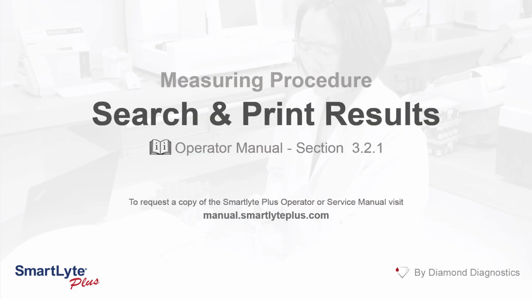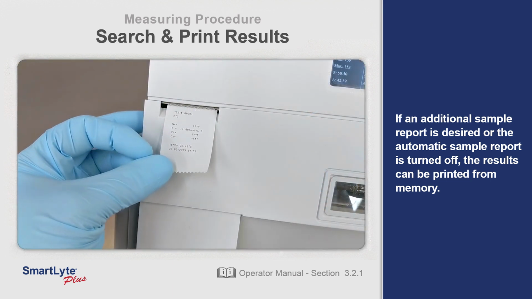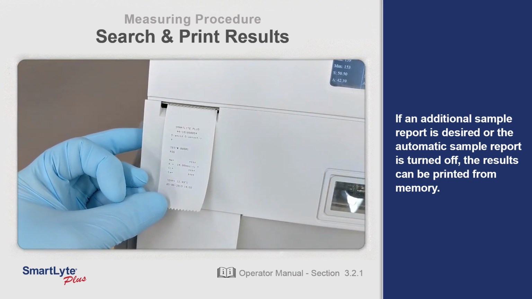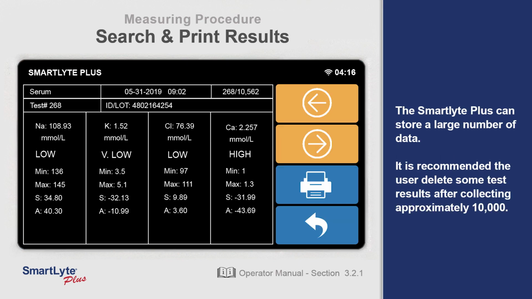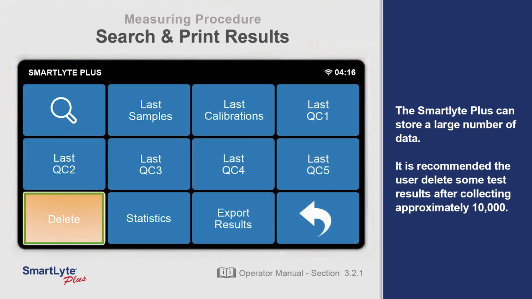Searching and printing sample results with the SmartLyte Plus. If an additional sample report is desired or the automatic sample report is turned off, the results may be printed from memory. The SmartLyte Plus can store a large volume of data. It is recommended that the user delete some test results after collecting approximately 10,000.